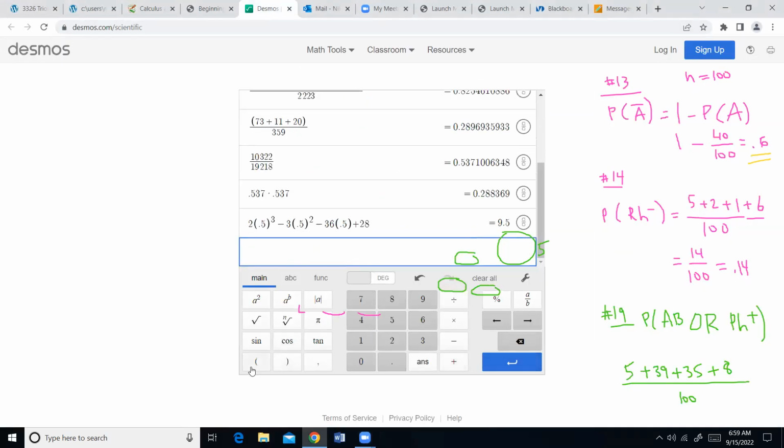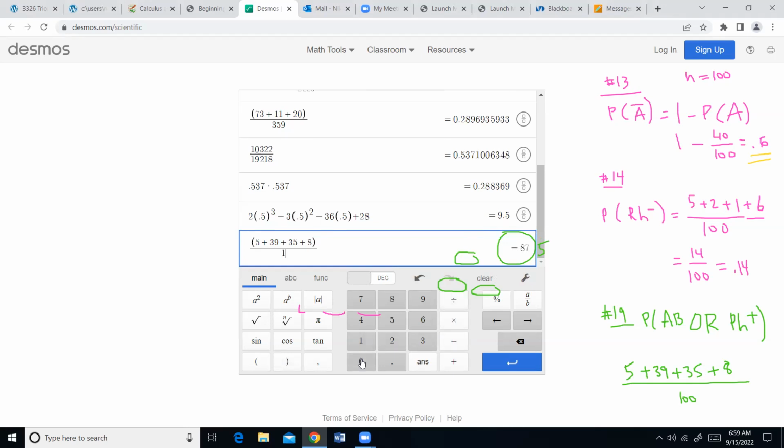So you can put a numerator, there's 5 and 39 and 35 and 8, right? And then in the parentheses, I divide by 100. So you get yourself the answer, 0.87, and this is it, 0.87. So another calculation.